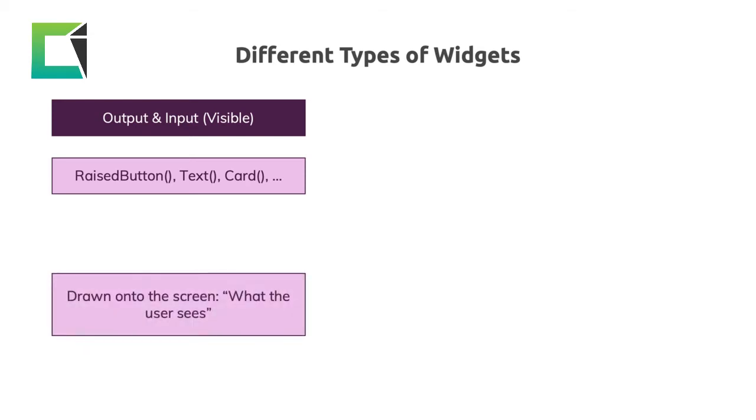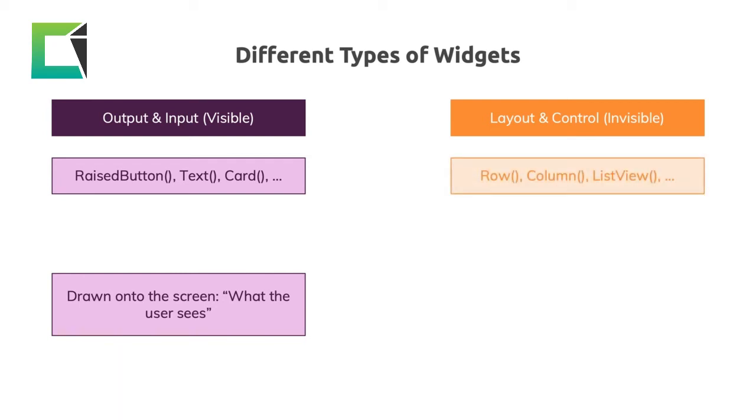Now, these are the widgets which we see. We see a button, we see the text, right? That is what we see, and that is, of course, crucial for any application. But equally crucial are invisible widgets that help us with layout and with controlling how our widget tree behaves and how it looks. And there we got things like row, column, list view, and so on. These are all widgets that ship with Flutter, which we don't have to build ourselves, which we don't see themselves, but which help us with structuring our content.